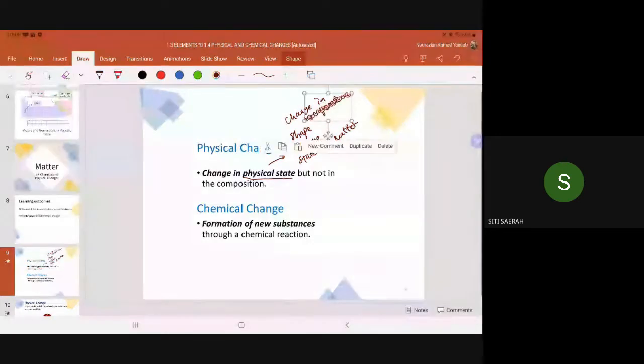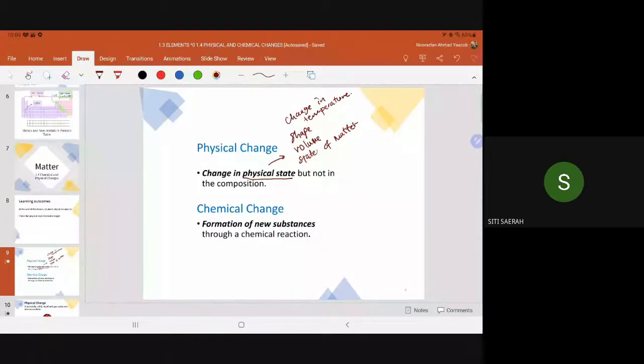Okay, kamu ambil air suhu 20, kamu panaskan dekat dalam ceret. Air tu masih lagi H2O. So it's also a physical state. Okay, dia punya komposisi masih sama. Tapi yang berubah adalah dia punya bentuk fizikal dia. Chemical change pula, it is a formation of new substance.